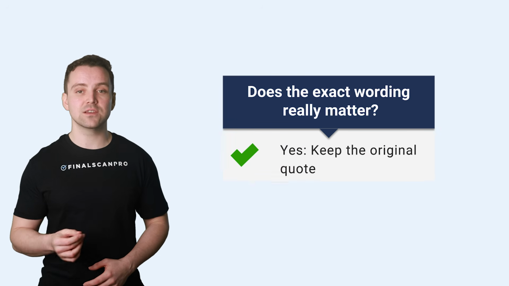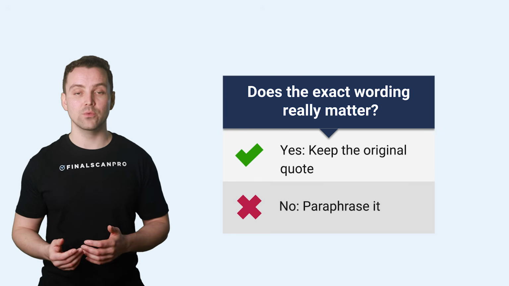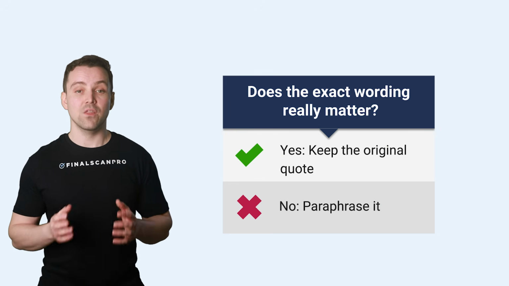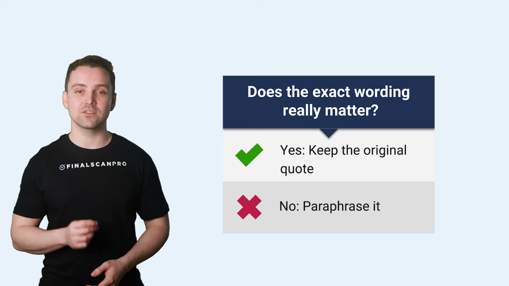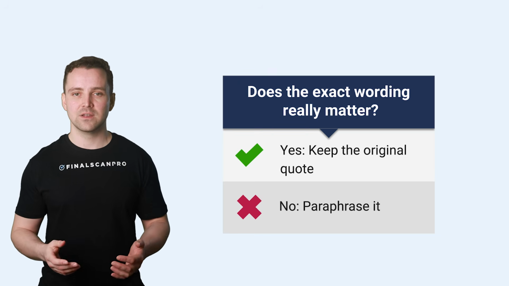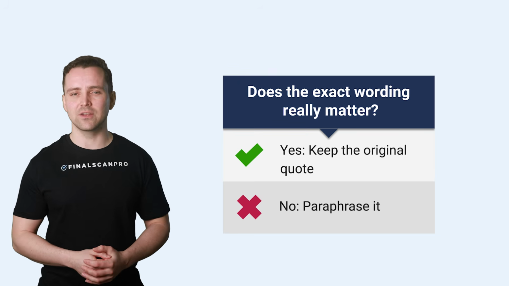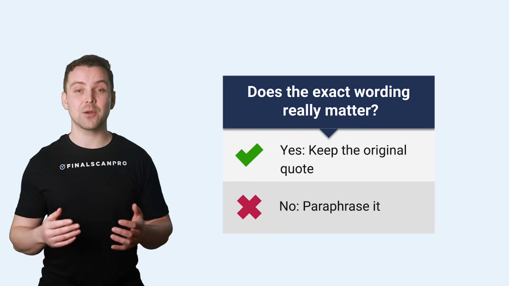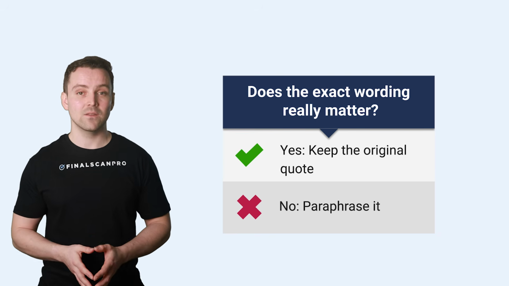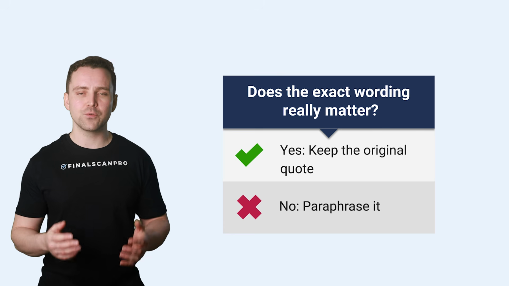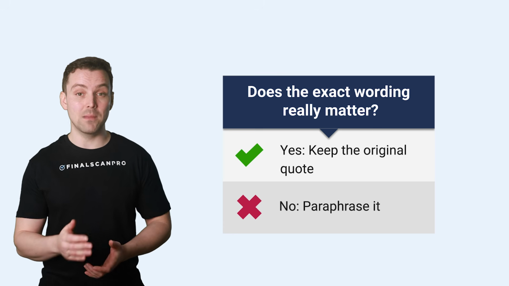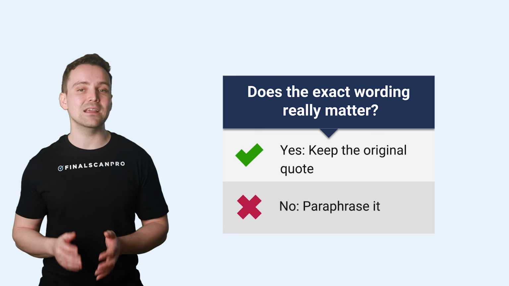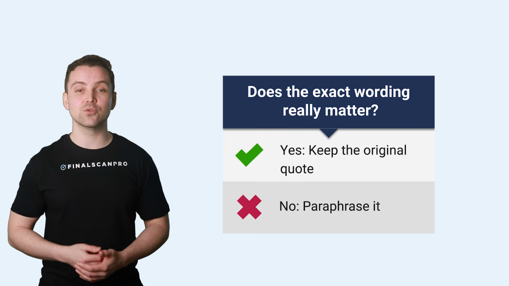One of the most important things to remember is knowing when to quote and when not to. This is a decision you need to make as a writer. Ask yourself, does the exact wording really matter? If the idea can be paraphrased without losing its impact, then paraphrase it. But if the wording is especially powerful or memorable and would lose meaning if rewritten, then keep the original quote.